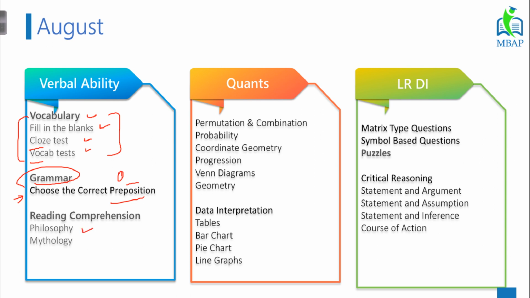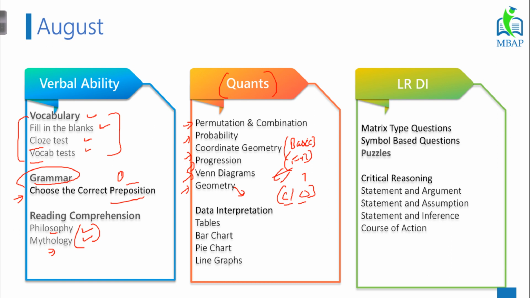On the reading comprehension side, we'll go slightly advanced, we'll solve questions and passages on philosophy and mythology also in the month of August. As far as quant is concerned, there are heavy topics which are permutation and combination, probability, coordinate geometry, progression, Venn diagrams and geometry. Though they are advanced level topics altogether, if you're ready with the basic formulas and theorems, you will be able to solve the questions. Of geometry, don't solve everything, only solve questions on circles and triangles. Nothing above and beyond will be required in the examination.